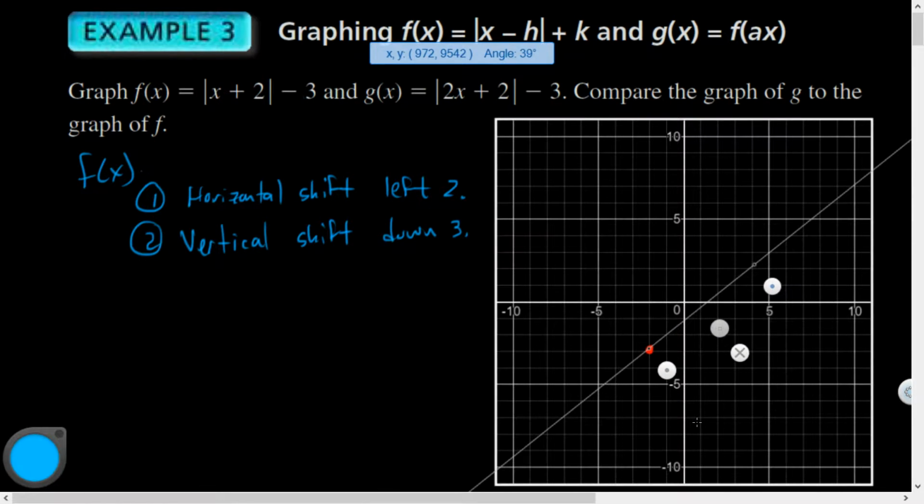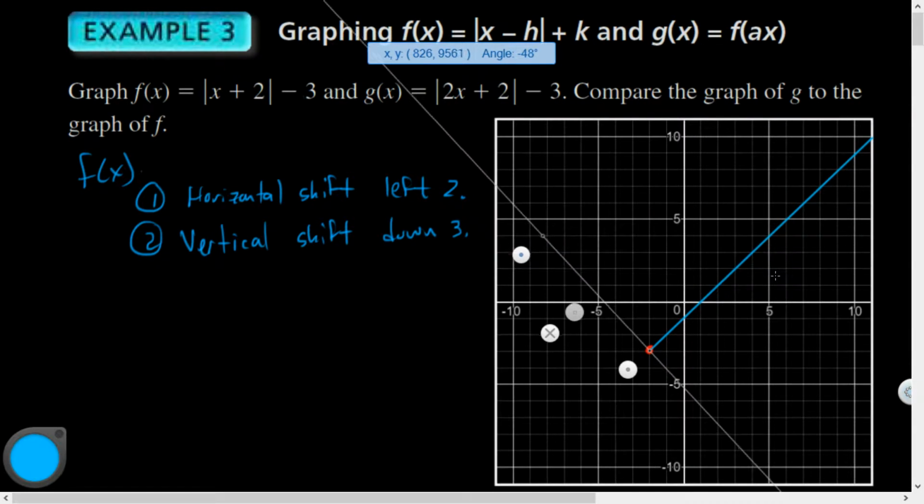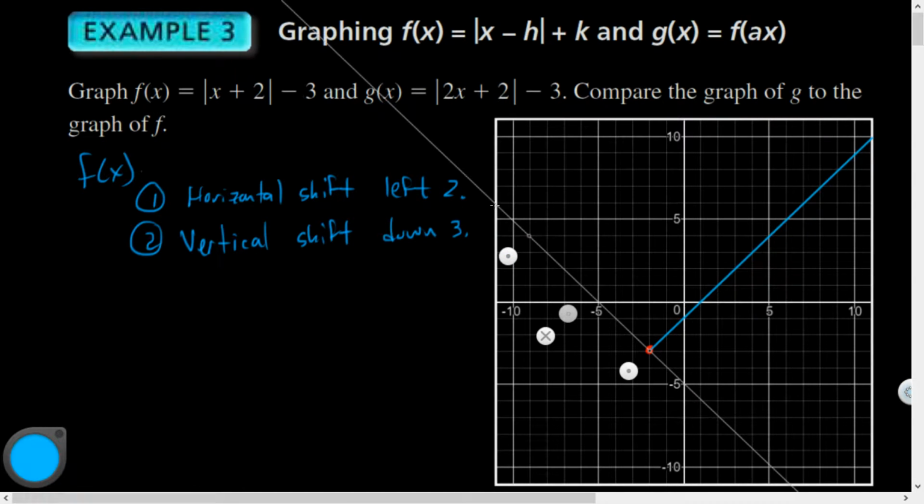We know that it's going to go up 1 over 1, up 1 over 1, up 1 over 1, which is actually a 45-degree angle, as you saw there just a moment ago. And the slope on the left side of it is actually going to be a slope of -1. All right, so here's the graph of f of x.